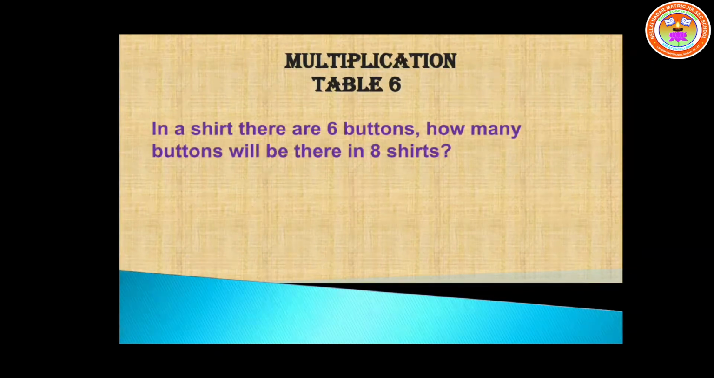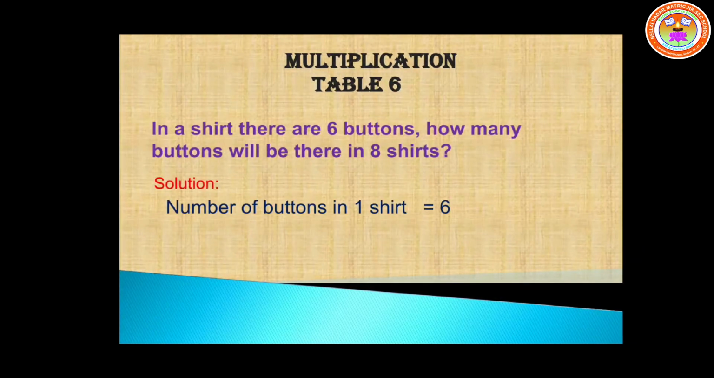In a shirt, there are 6 buttons. How many buttons will be there in 8 shirts? I'll repeat the question. In a shirt, there are 6 buttons. How many buttons will be there in 8 shirts? So let us start the solution. It is given that in one shirt, there are 6 buttons. So the number of buttons in one shirt is equal to 6.